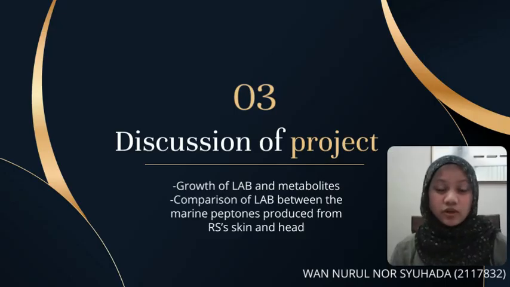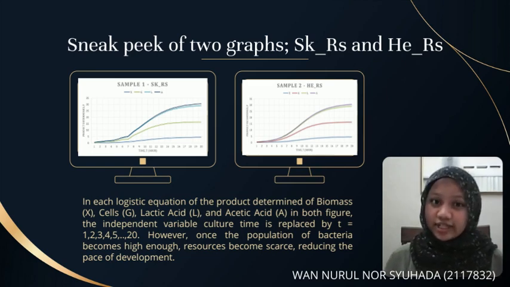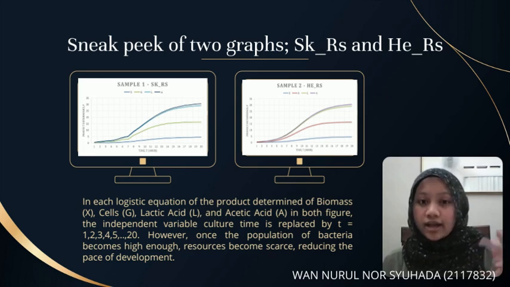This is the last part of the video presentation, which is the discussion of the project. This slide shows a sneak peek of the graph, which I will explain later on. In each logistic equation of the product determined, biomass X, cells G, lactic acid L, and acetic acid A, in both figures, the independent variable culture time T is replaced by T equal to 1, 2, 3, 4, and up until 20. However, once the population of bacteria becomes high enough, resources become scarce, reducing the pace of development.